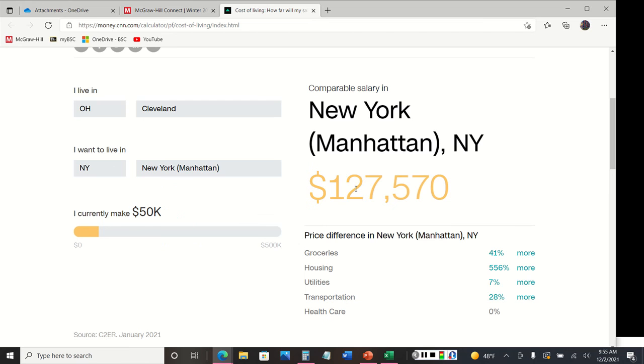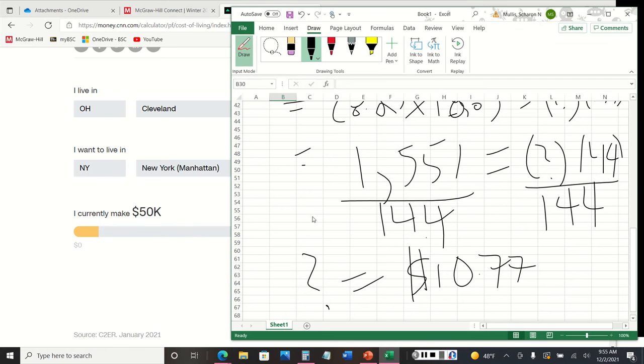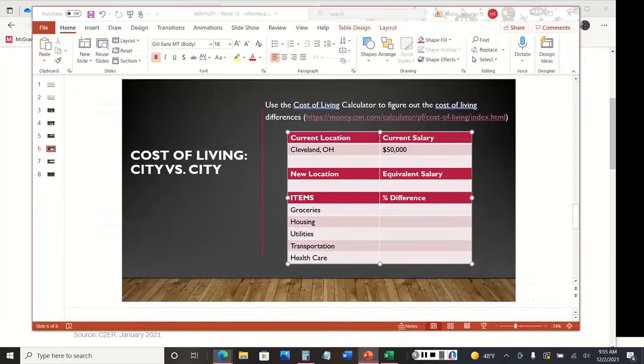So, in order to maintain our cost of living of currently making $50,000 in Cleveland, Ohio, and we wanted to move to Manhattan, New York, we would need to make $127,570 just to maintain that same standard of living. And I need to get into here. So, new location, like I said, is Manhattan, NY, and the new equivalent salary is 127,570.